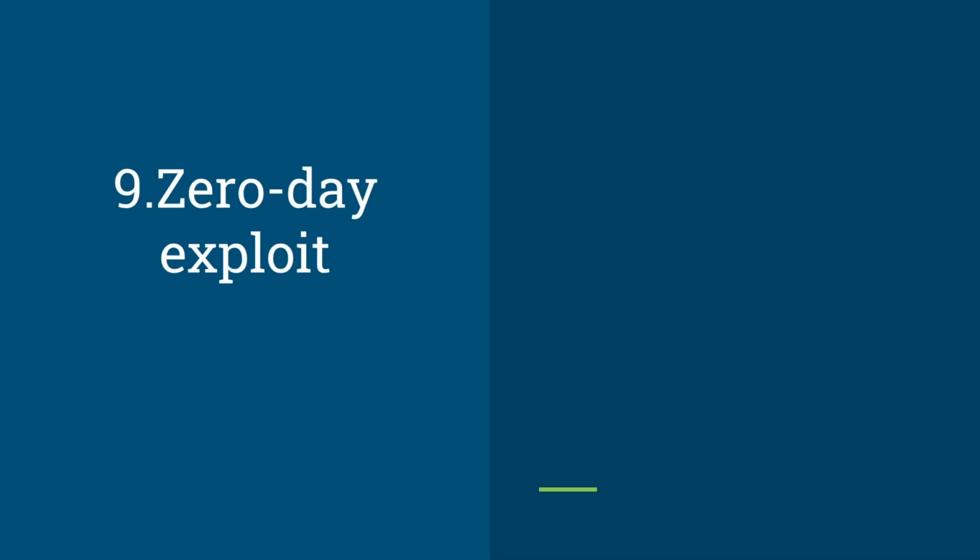Next is zero-day exploit. Imagine you are a cybersecurity engineer at a software company. One day, a customer reports unusual activity on their systems, which they attribute to your software. After a detailed investigation, you discover that a previously unknown vulnerability, that means zero-day, in your software has been exploited by attackers to gain unauthorized access. This is one scenario of a zero-day exploit.